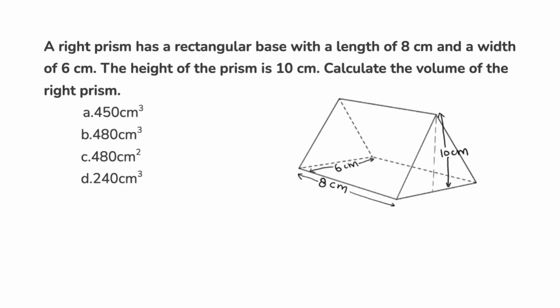Moving on, this problem reads, a right prism has a rectangular base with a length of 8 centimeters and a width of 6 centimeters. The height of the prism is 10 centimeters. Calculate the volume of the right prism. Take a moment, solve this problem. Push play when you're ready.